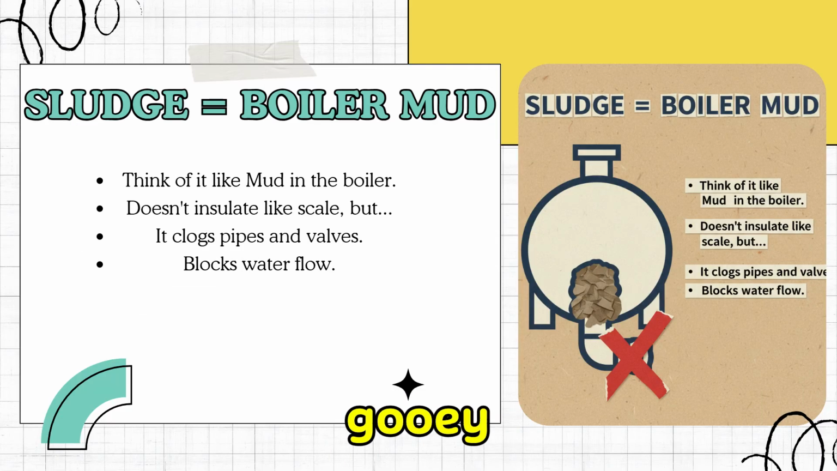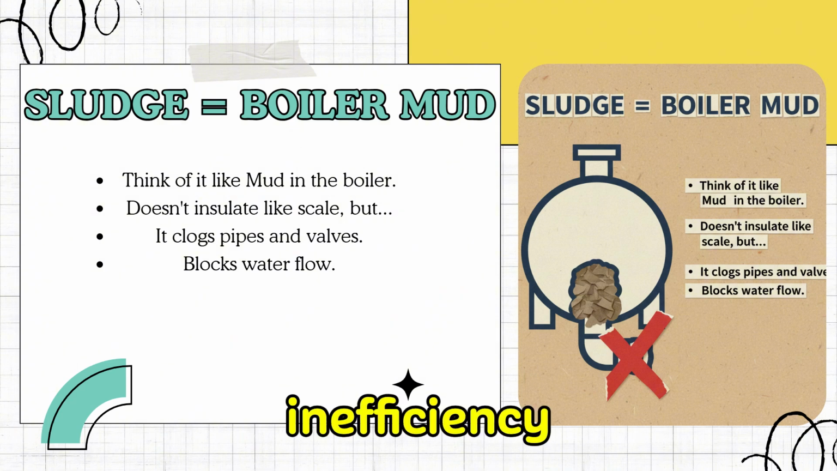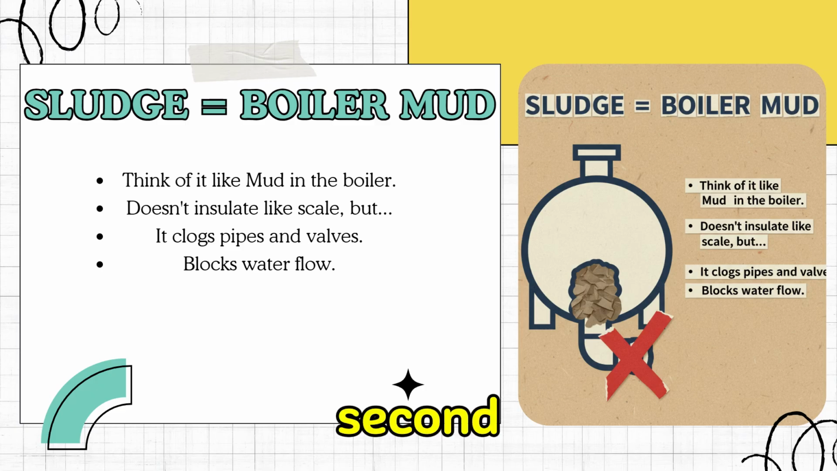It's a soft, gooey sediment that collects at the bottom of the boiler. While it doesn't block heat as badly as scale, it has 2 big problems. First, it's a poor conductor of heat itself, which contributes to inefficiency. Second, and more importantly, this loose mud can get swept into pipes and valves, clogging them up completely and blocking the flow of water.